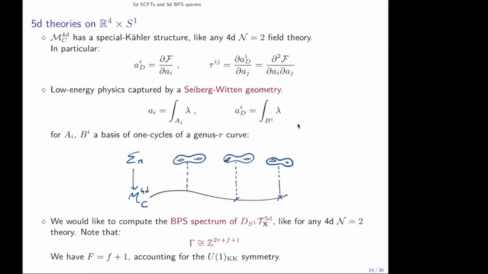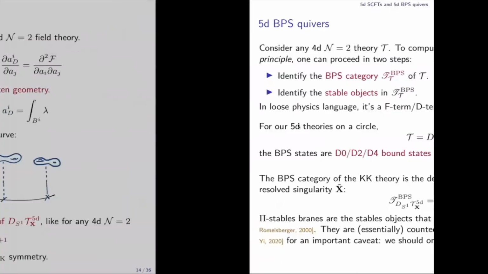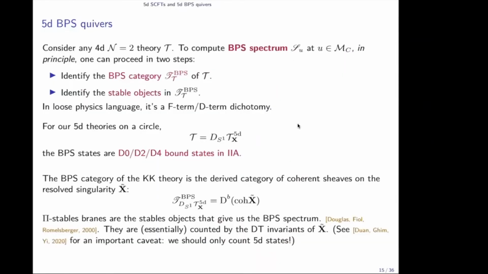And we would like to compute the BPS spectrum of such a theory. Note that the charge that is here will still be 2R plus F, but now the number of flavor symmetries is the number of flavor symmetries F in 5D plus 1, where 1 is the KK symmetry. Let's see, because now we reduce on the circle, you get extra momentum on the circle as a 4D symmetry.